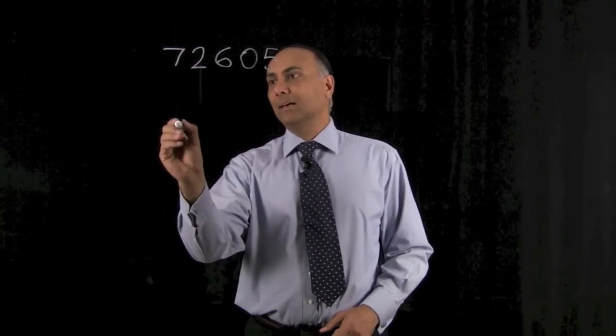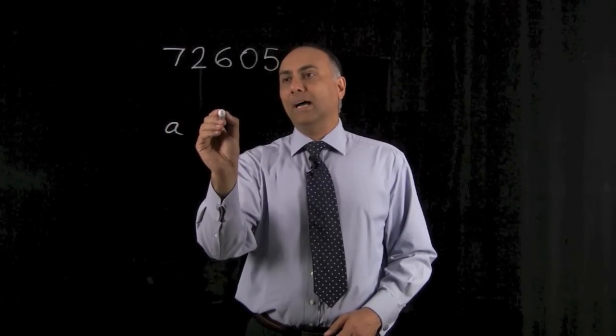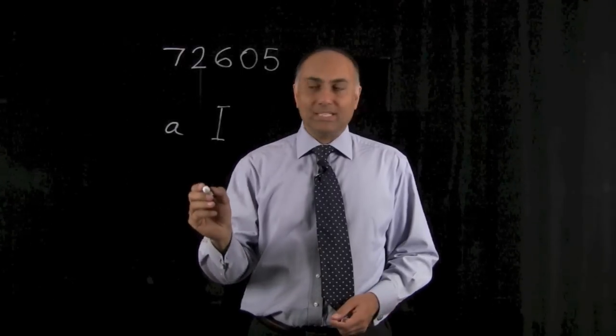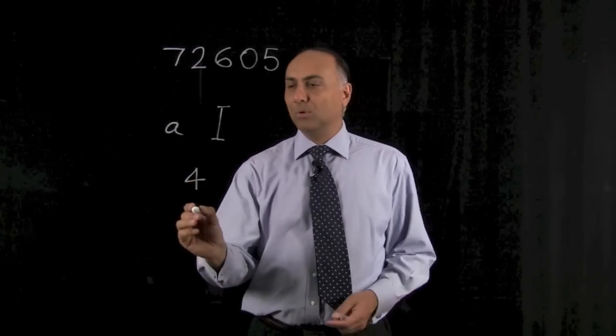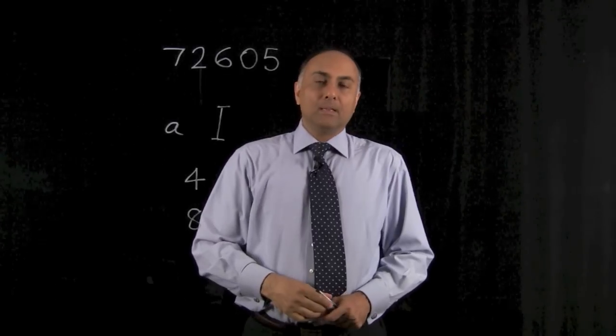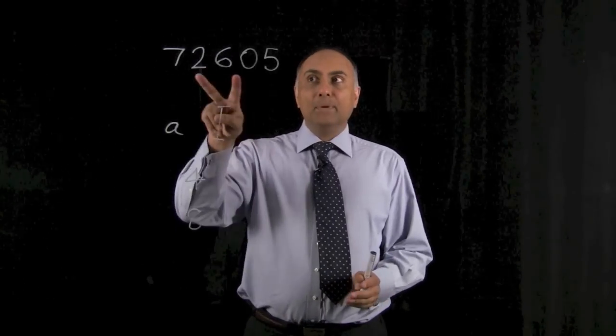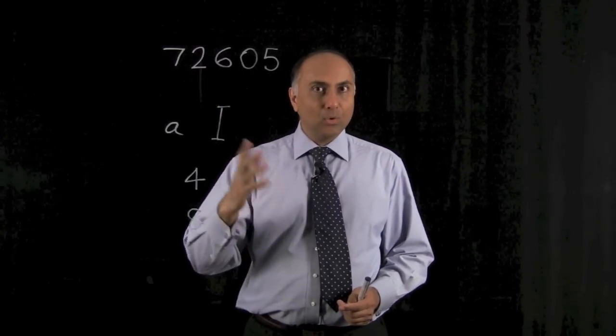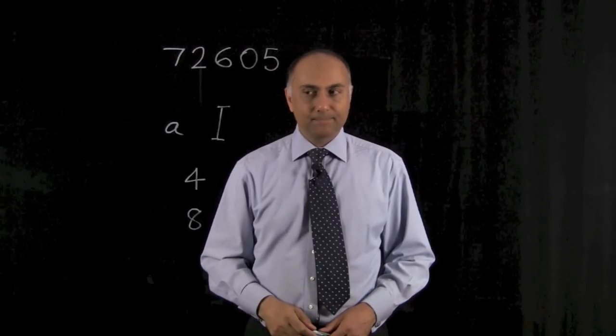Now, a number is made up of digits in a similar way that a word is made up of letters. So just as a word can consist of a single letter like a or I, so a number can consist of a single digit like 4 or 8. So that's the difference. Numbers are made of digits, and a number can be made up of a single digit or any number of digits.